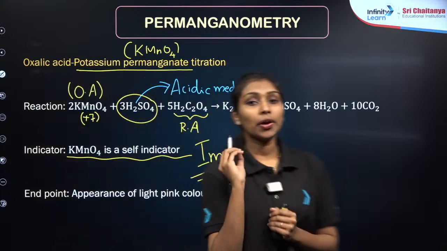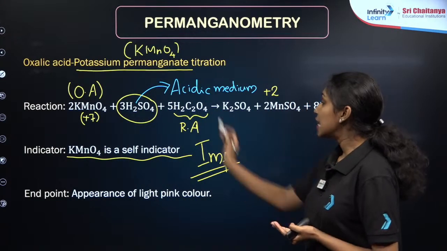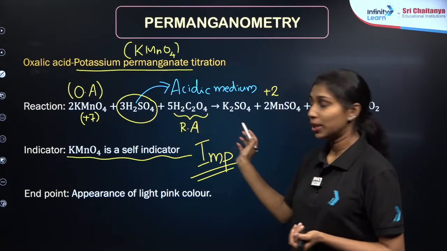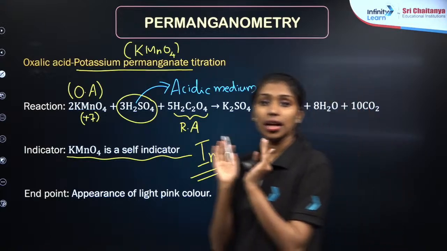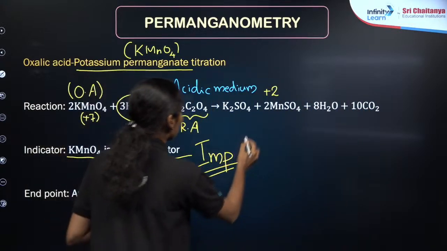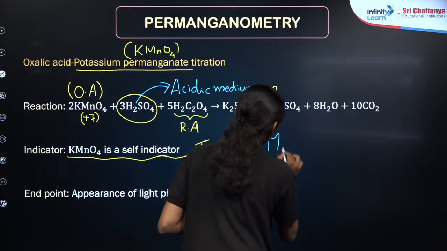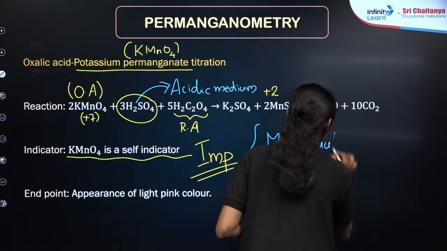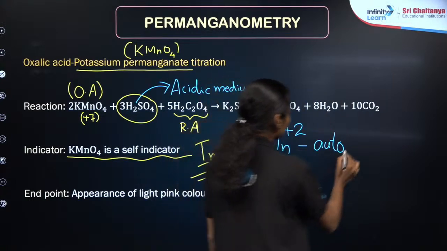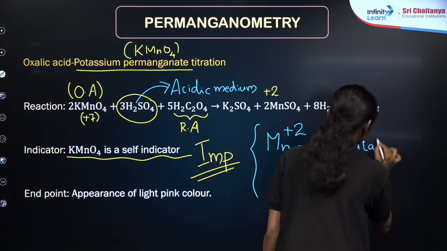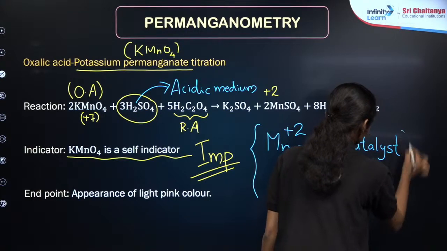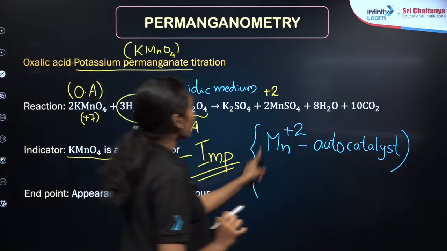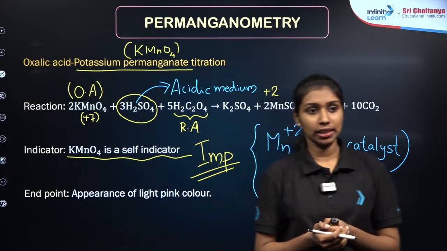Next, one more point you have to note about the permanganometric titration is that, as you can see here, the +7 state of manganese changes to +2. Mn2+ is formed towards the middle of the reaction, right? This Mn2+ always acts as an autocatalyst. What? It is an autocatalyst. It will enhance the rate of the reaction. So we can say that towards the endpoint, the pink color becomes very intense due to the presence of Mn2+ because it acts as an autocatalyst. Clear?